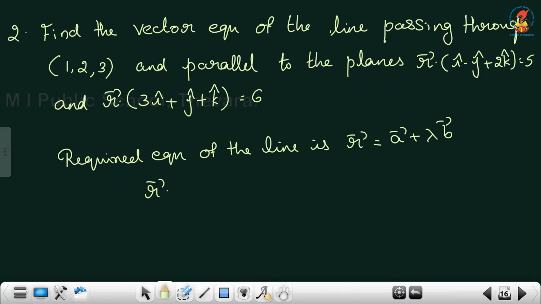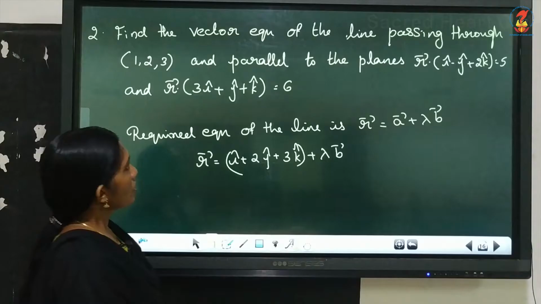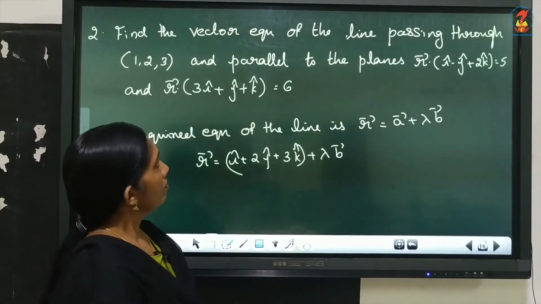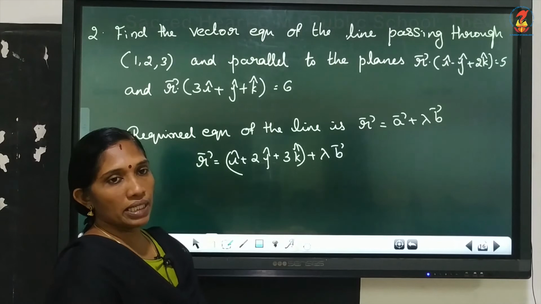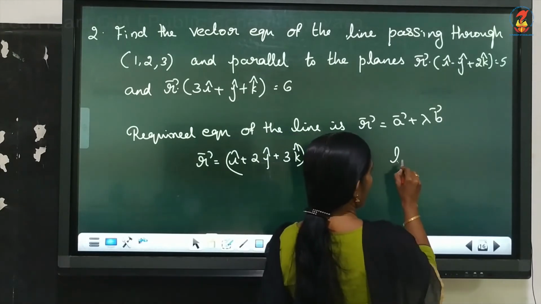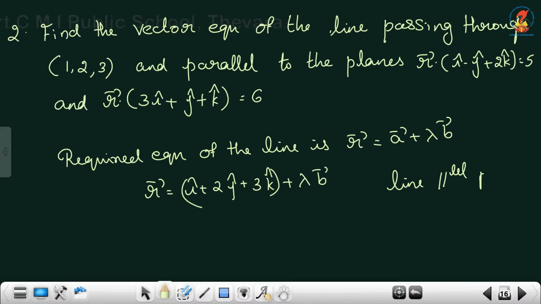So that vector is not given, A is given, the point i plus 2j plus 3k, plus lambda into b vector. That is not given. B vector means i part, j part, k part. That is not given. But what is given? This line is parallel to the planes. So line parallel to the plane means b and normal are perpendicular. The condition is like that. Line parallel to the plane means the parallel vector and the normal vector are perpendicular.